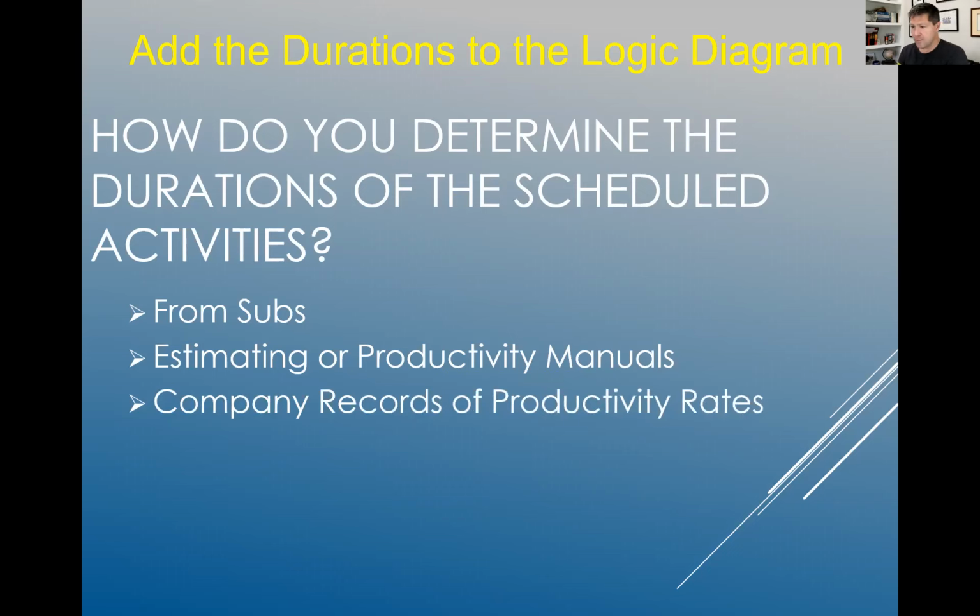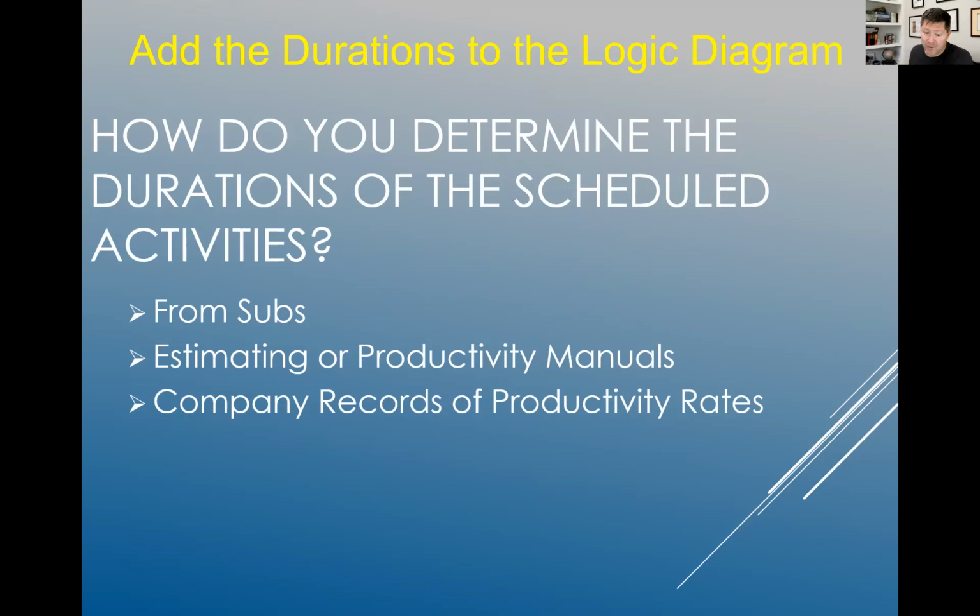Historic records, previous schedules of jobs that have already been completed, are a great way to determine productivity and durations. How long is this going to take? Well, the last job, it took us 4 days to rough in the plumbing. It's about the same size. So based on history and our previous projects, we can say that this is going to take us 4 days as well.